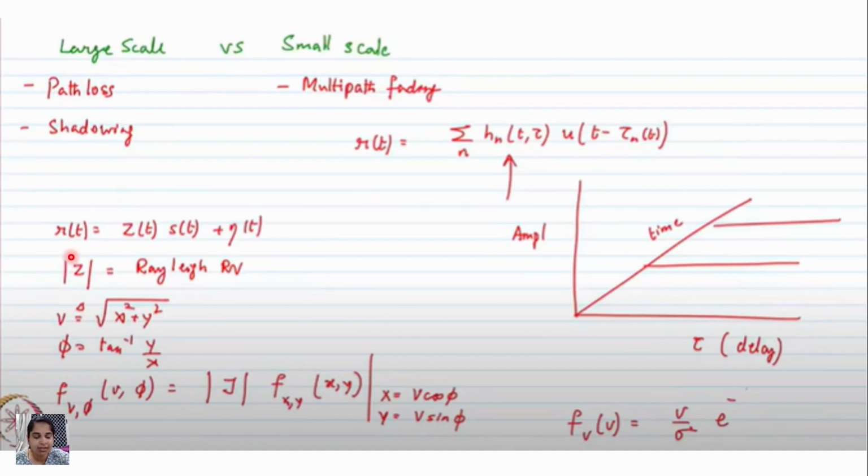And when we have a received signal R of t, it will be Z of t into S of t plus eta of t. And we saw that Z is a random variable. It's a complex Gaussian random variable. So mod Z could be a Rayleigh random variable. And the derivations of all the joint PDF, marginal PDFs.